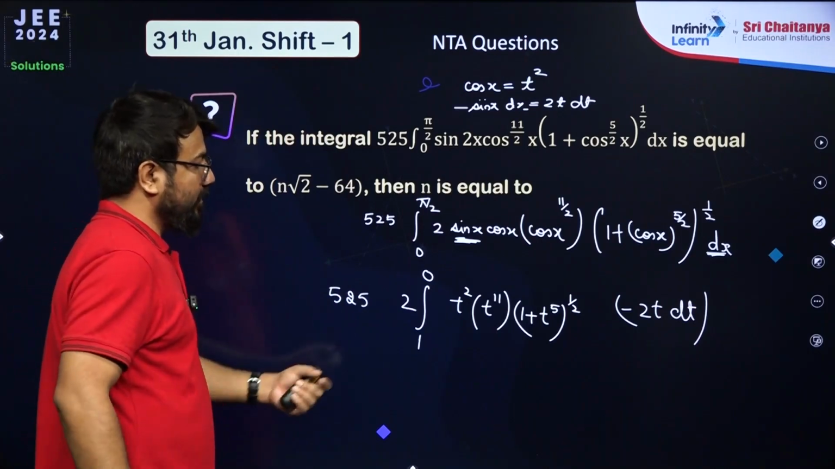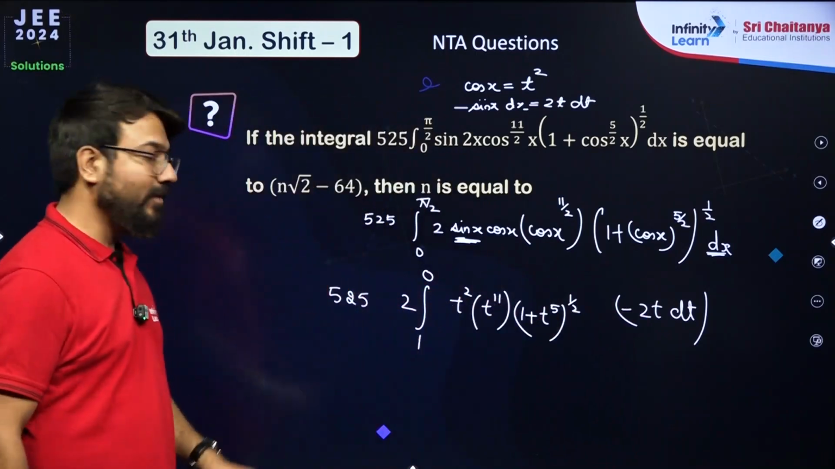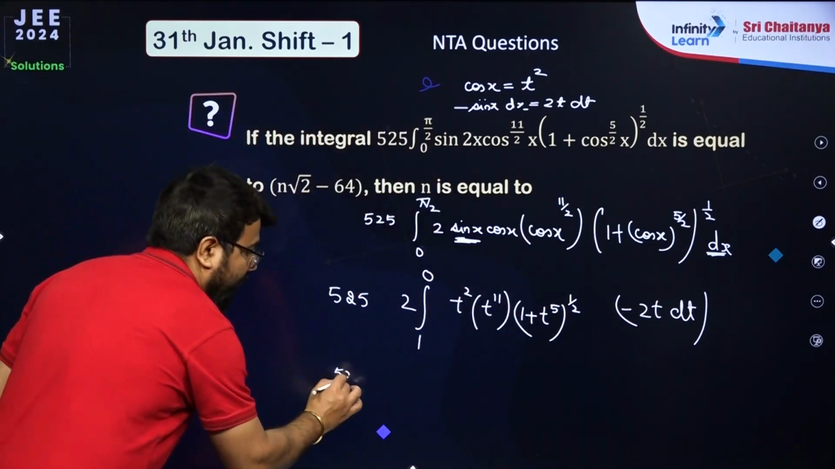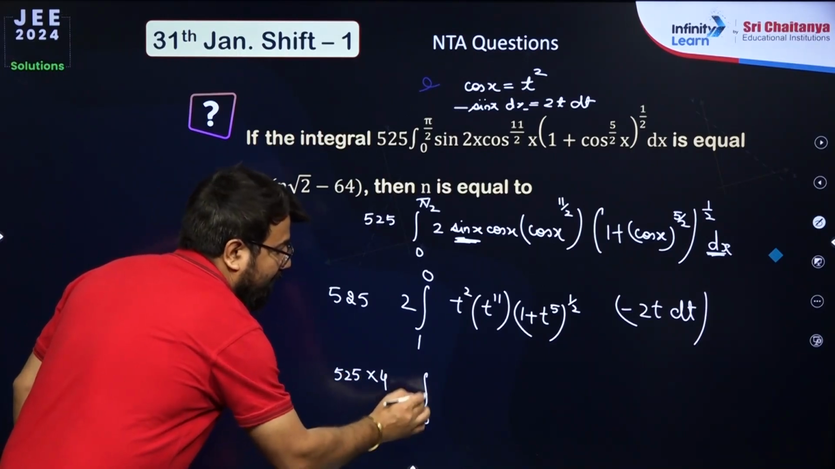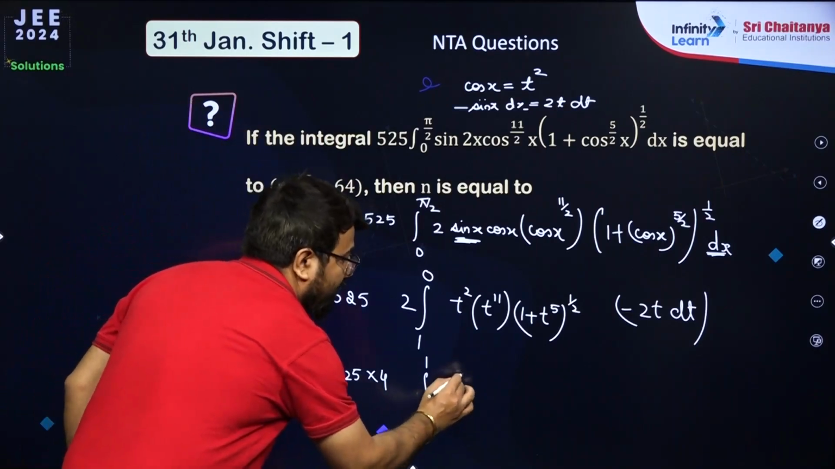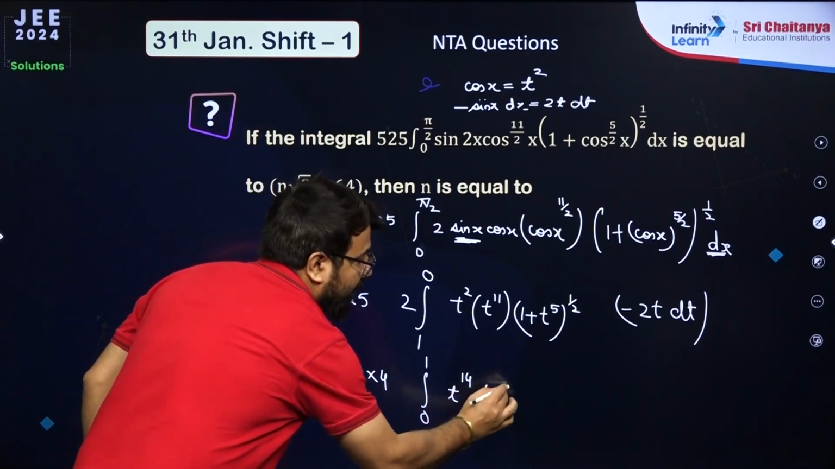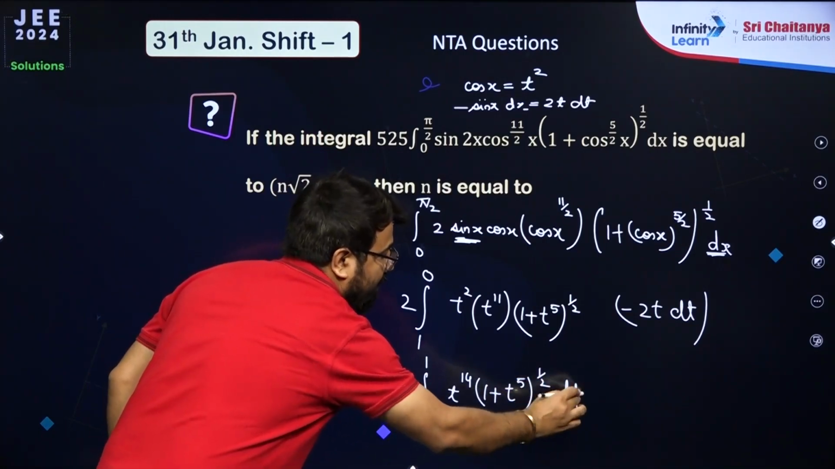And if this 2 is being taken outside, 2 into 2 will become 4. So it will become 5 to 5 into 4. Here it is 1 to 0, it will be converted to 0 to 1. This negative will be replaced. It becomes t raised to the power 14, 1 plus t raised to the power 5 and power half is also there. Along with that, dt is also there.